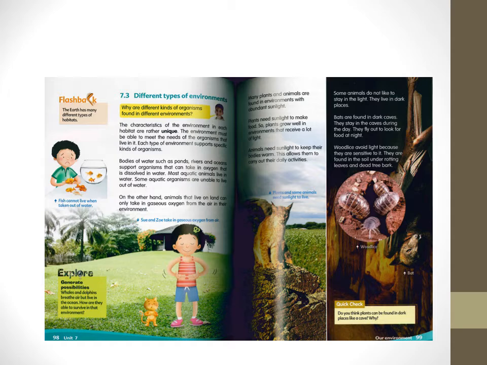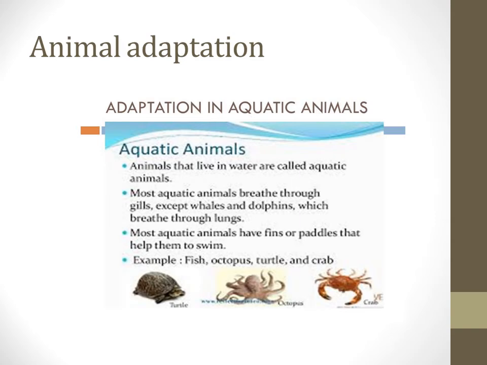So here I want all of you to look into your STEM textbook, page 98, 99, and spend a minute reading through these pages. It tells you about different types of environment and how different animals adapt to different environment and how different environment they cater to these organisms. Say for example, look at this picture.